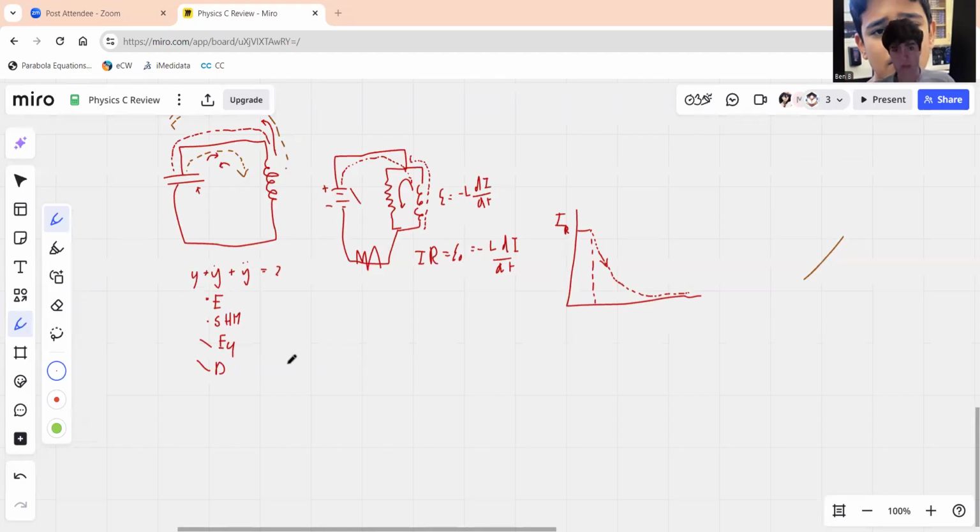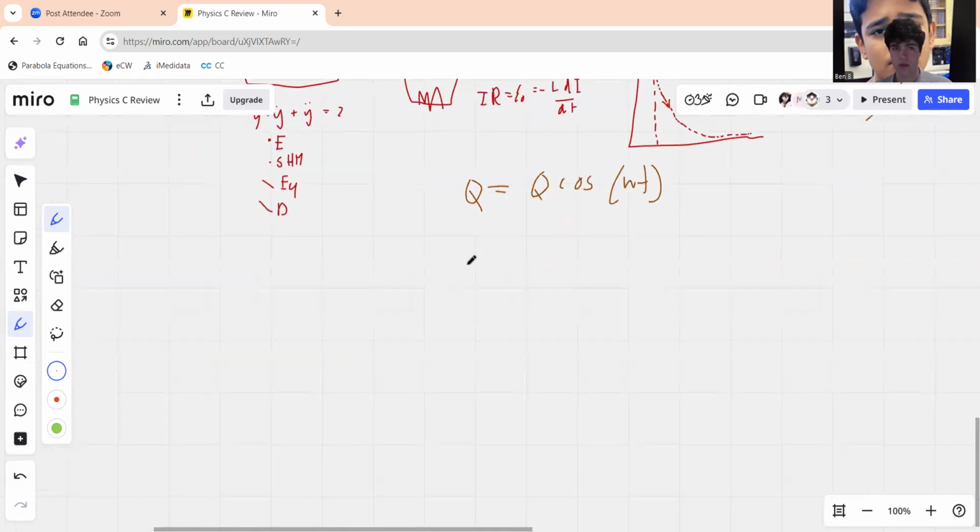Yes, Rena's right. Know that Q oscillates. She posted an equation in the chat: Q equals Q cosine omega t. I haven't seen this on the exam as well, just because it's much more niche than a lot of other topics. But what you probably do need to know is this.